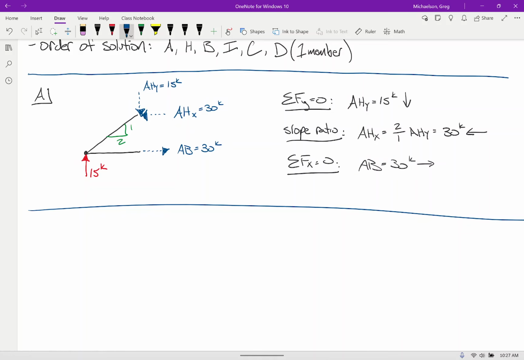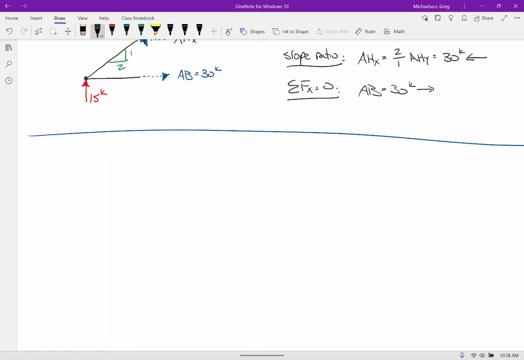All right. So what's the next joint? H. We said, let's sort of reduce the scrolling. We said A, H, B, I, C, and then D. That was the order. And so we did that one. Okay, so let's see what we get. So now we have a little image there on the board to sort of reference. Okay, so joint H. Looks like that, right?